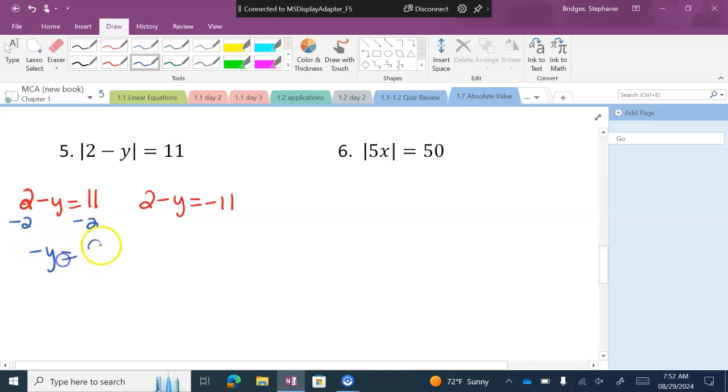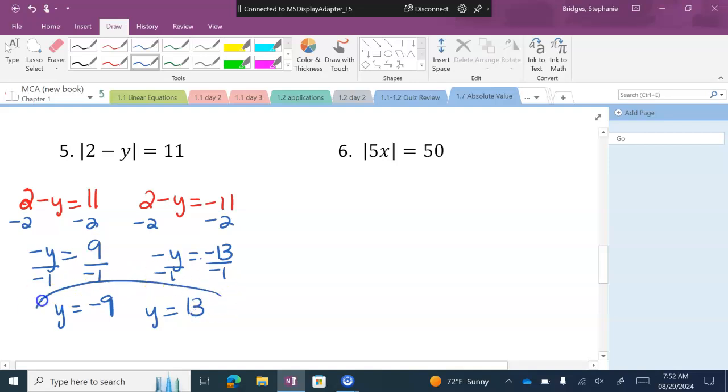I get negative y is equal to 9. I can't leave my variables negative, so I'm going to divide through by that 1, or negative 1. And I get y equals negative 9. And then on the other side, the same thing, we're going to subtract our 2. But this time I have negative y equals negative 11 minus 2, which is negative 13. We're going to divide through by negative 1. And therefore, y is going to equal 13, so we get negative 9 and 13 for that one.